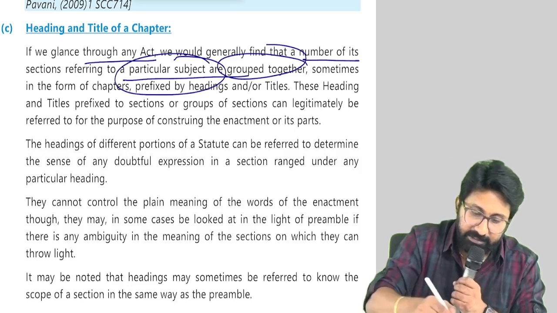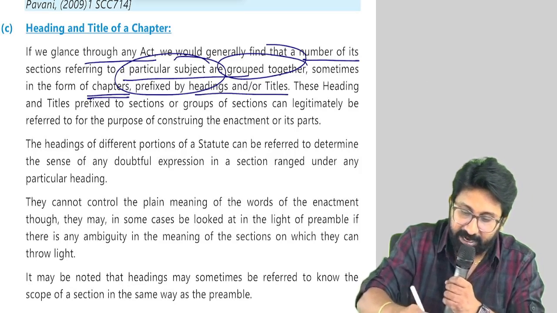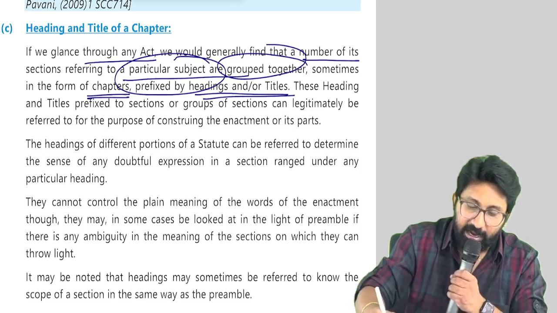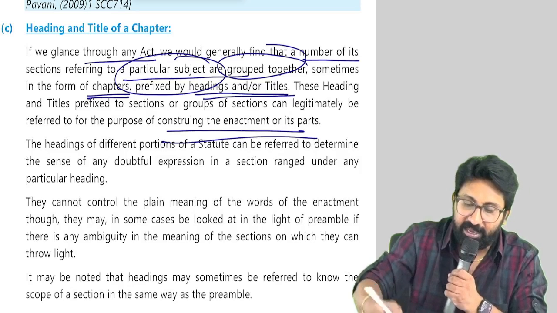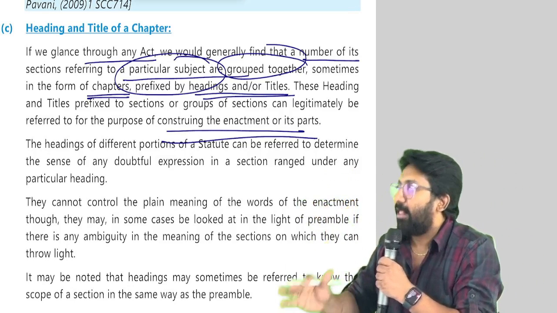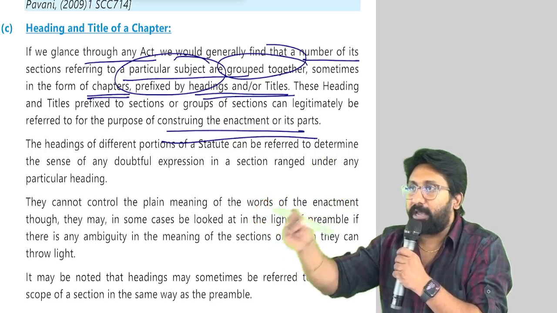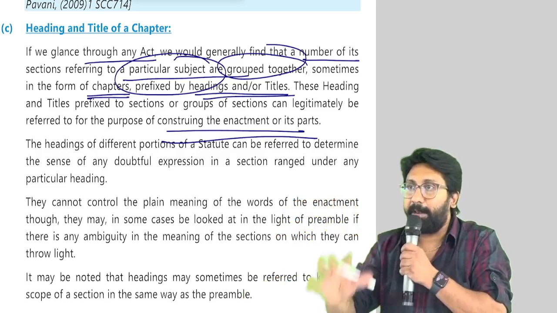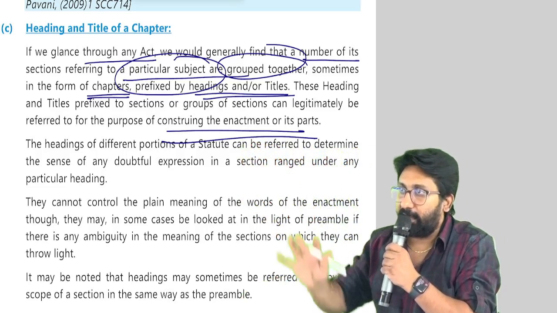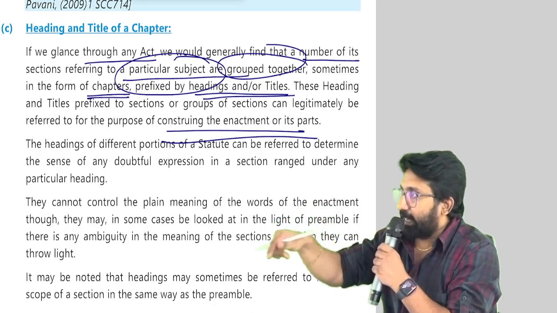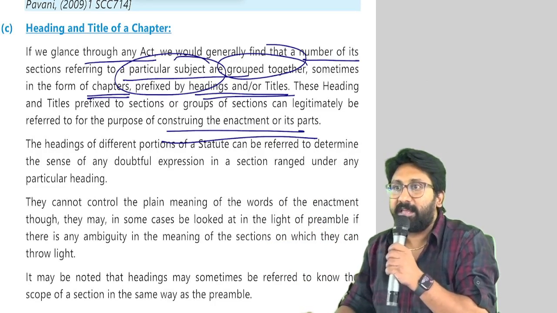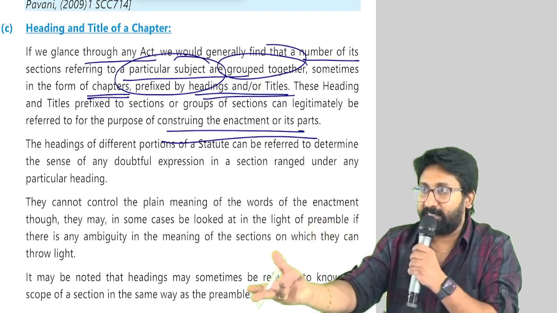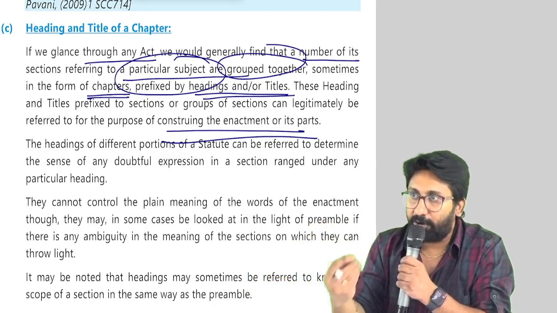Sometimes, in the form of chapters, prefixed by headings or titles. These headings or titles prefixed to sections or groups of sections can legitimately be referred to for the purpose of construing the enactment or its part. Simply to tell, whenever I write a chapter name, you can blindly believe that only that content will be inside it. For example, in the chapter named Declaration of Payment of Dividend, you will not have winding up provisions or share capital. What will be there? Dividends. That's what he wanted to tell. Everyone understood the concept clearly?